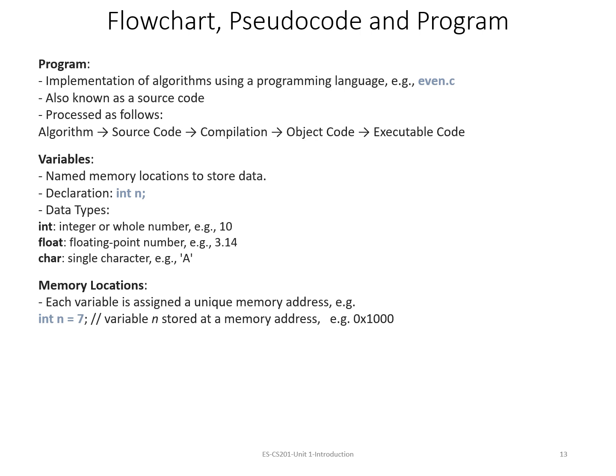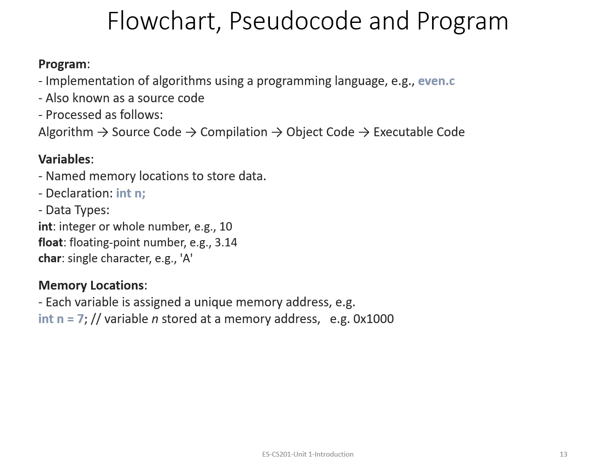Program variables are named memory locations to store data. Declaration: int n. Data types. Int, integer or whole number, for example, 10. Float, floating point number, for example, 3.14. Char, single character, for example, 8.